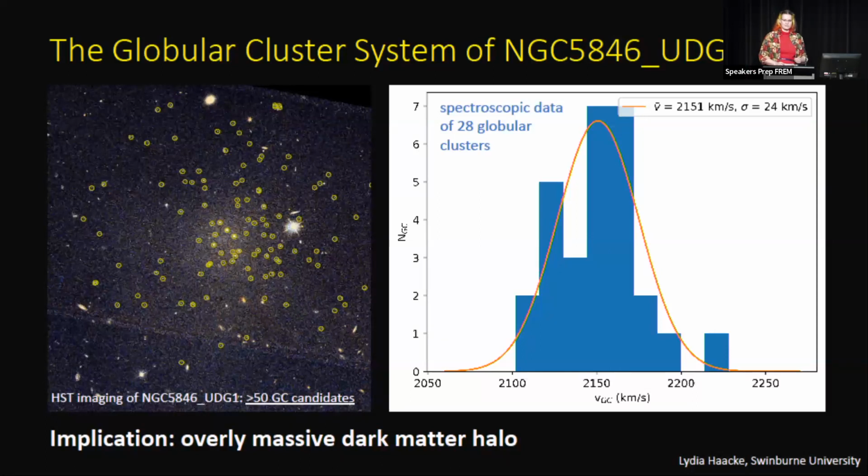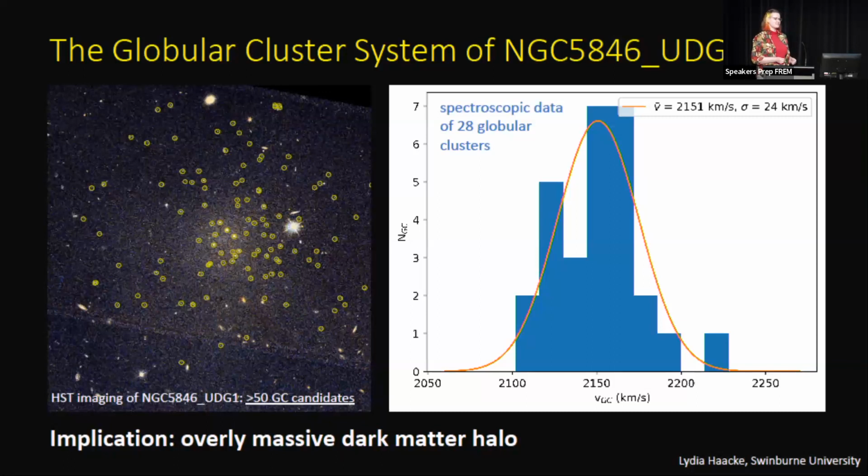And imaging comes with an unfortunate lack of redshifts. So I have spectroscopic data for 28 of those clusters. They seem to be fairly close together. That's also fortunately close to the galaxy velocity. So I consider them confirmed for this talk.